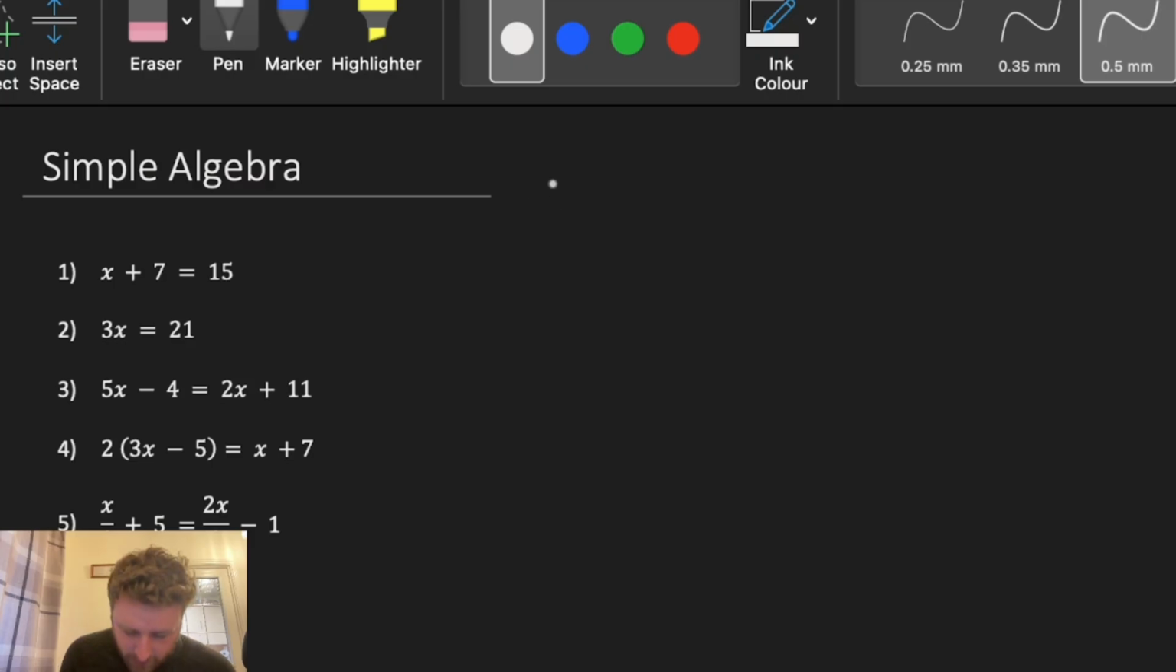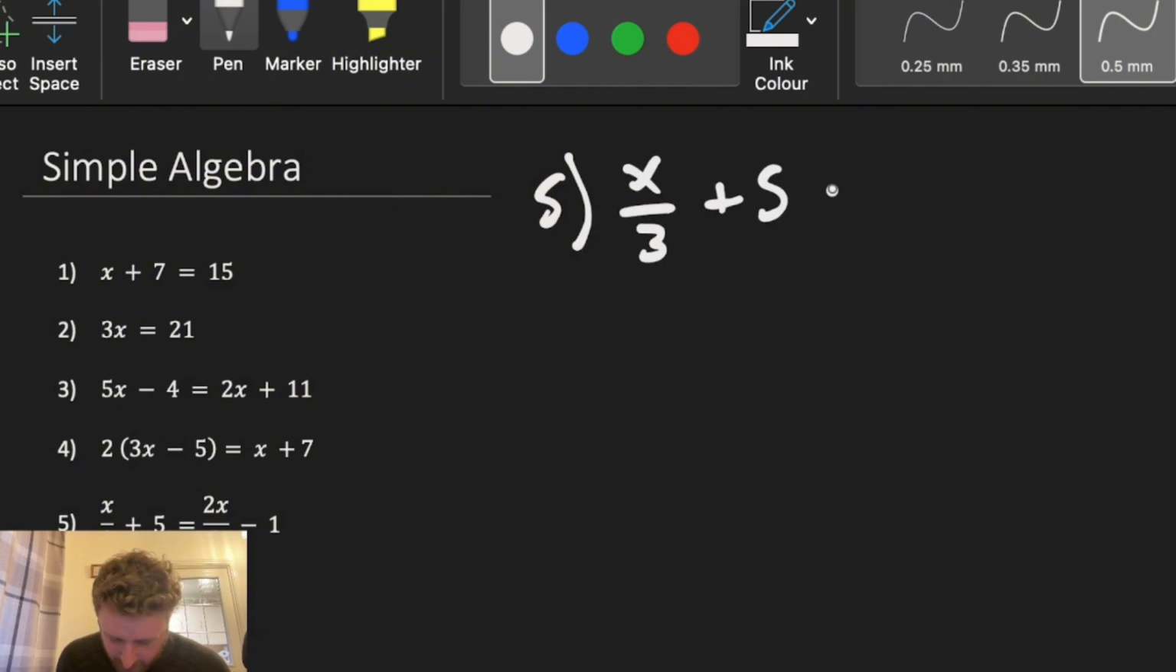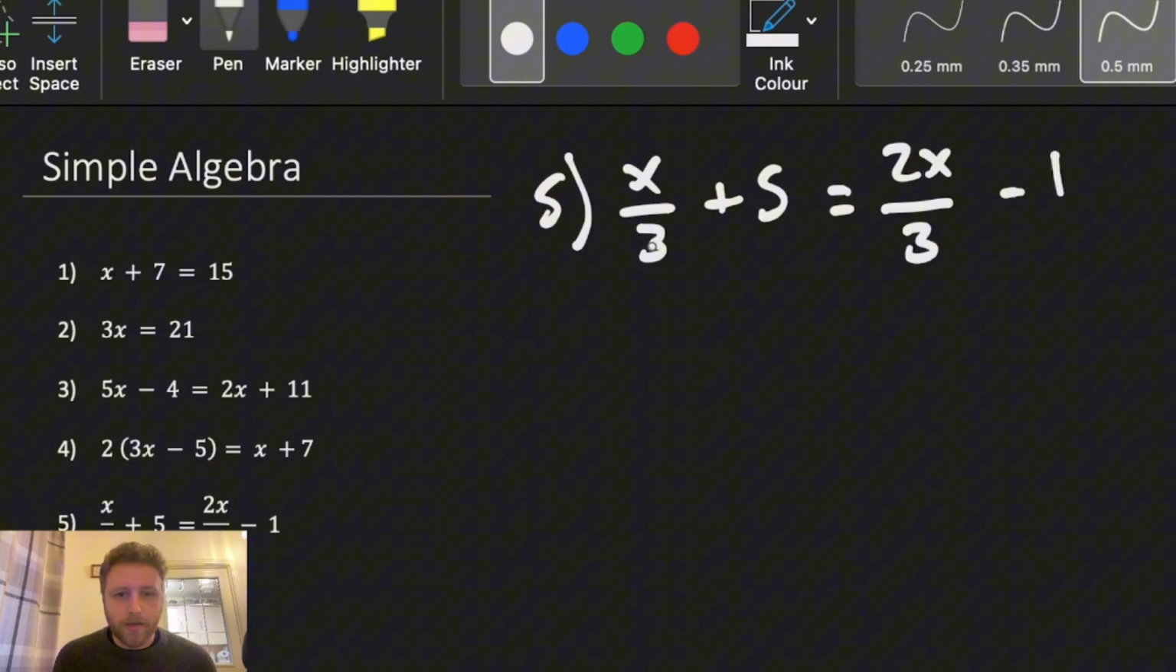Okay, question number 5. There we are. So this one's a little bit more awkward. We've got x over 3 plus 5 on the one side is equal to 2x over 3 minus 1. So one of the things that we can do in this one is, we see we've got these two awkward fractions, x over 3 and 2x over 3, and we want to get x on its own. So what I'm going to do is I'm just going to tidy it up a bit.